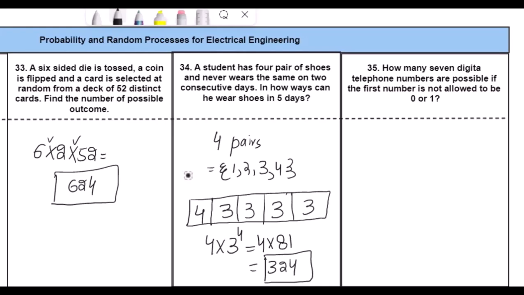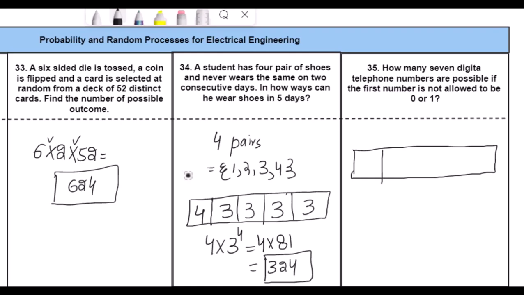In problem number 35, it asks us to find how many 7 digit telephone numbers are possible if the first number is not allowed to be 0 or 1. So we have to find the possible number of 7 digit telephone numbers in which 0 or 1 is not allowed in the first place. Again I can use the same concept. This box type concept is a very useful thing which will enable you to solve very complex problems. So grasping the conceptual overview of this is very important for you.